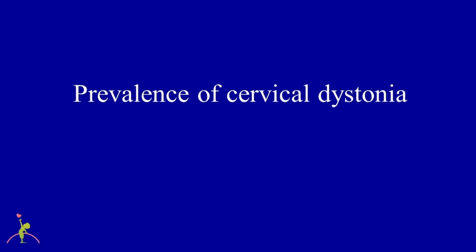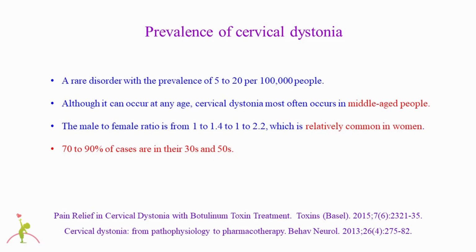Cervical dystonia is a rare disorder with the prevalence of 5 to 20 per 100,000 people. Although it can occur at any age, cervical dystonia most often occurs in middle-aged people. The male-to-female ratio is from 1 to 1.4 to 1 to 2.2, which is relatively common in women. 70 to 90% of cases are in their 30s and 50s.